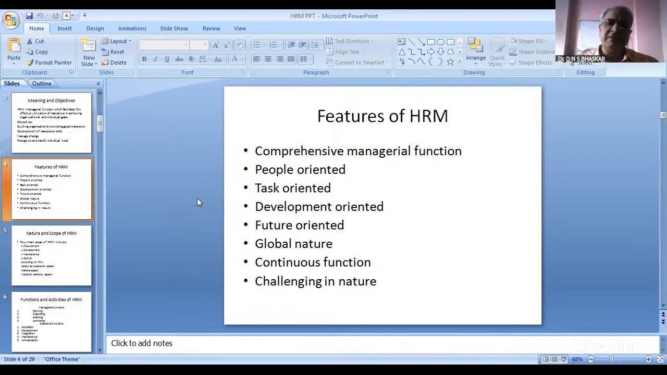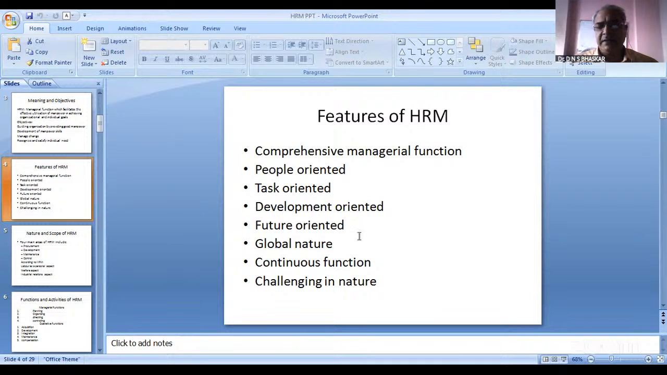HRM is basically people oriented. Human resources management is connected with the people environment. So how to manage people, how to recruit people, how to select people, and so on. And task oriented. Human resources management is also connected with the task environment. What is the final element to be achieved? That is very essential in this aspect. What is the objective? What is the goal achievement? What is the task to be performed by the individual? How is the task related to the organizational goal? These aspects are to be understood.